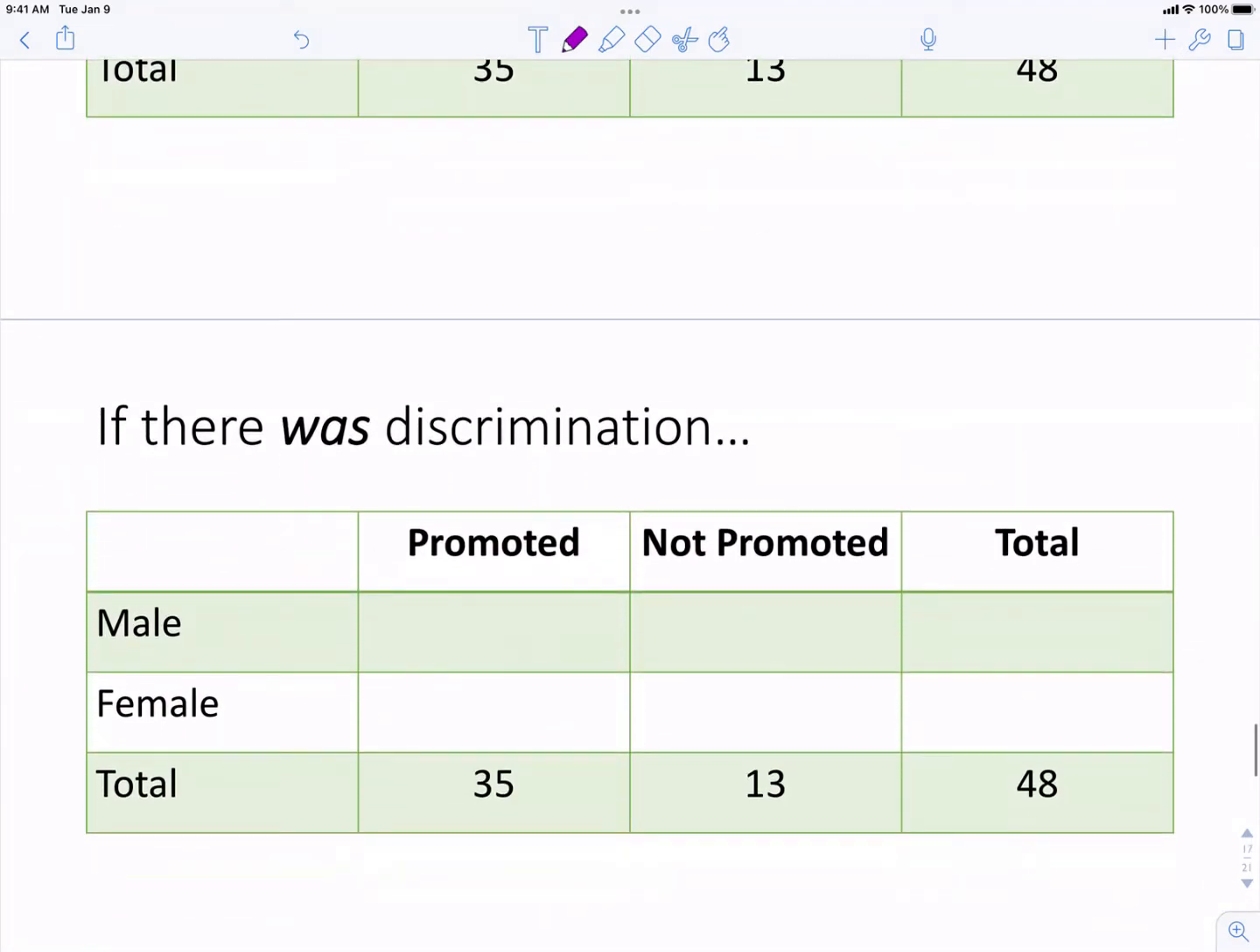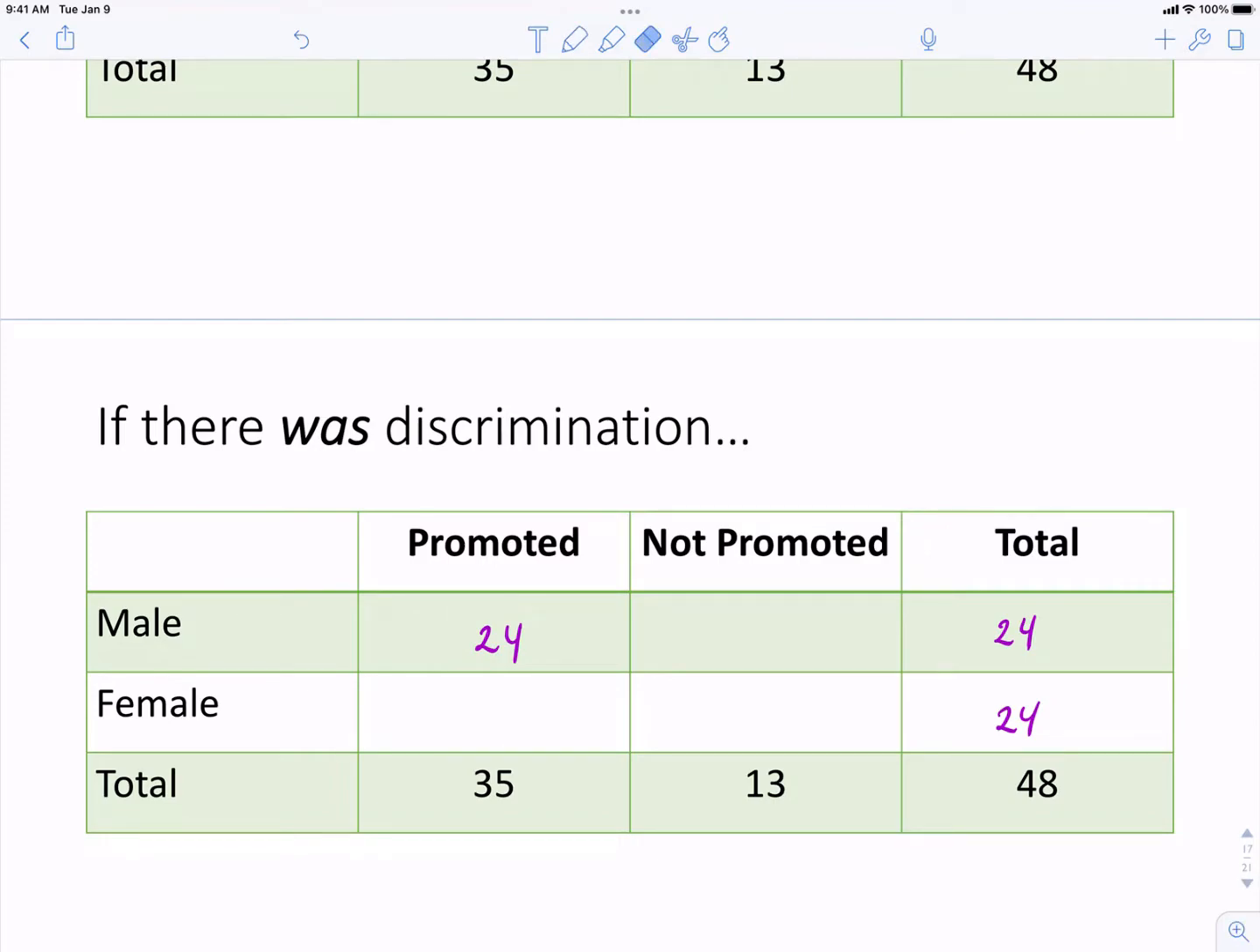What would it look like if there was discrimination? So remember, there's only 24 in this category and 24 in this category. Otherwise, it might be tempting to write 35 here and 0 here. But remember, there's not that many in your set that you're looking at. Okay, so what might discrimination look like? Well, maybe, well, this is obvious, right? All of the males and none of the females. Oh, wait, there's 35 promotions. We can't do that.